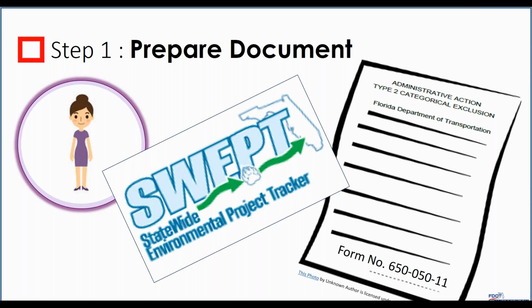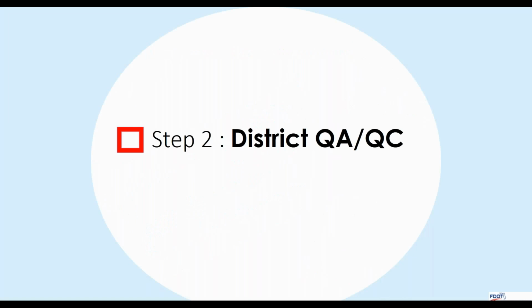So for the purposes of this presentation, we are going to continue with the Type 2 CE. Step 2 is the district QA/QC. So once the environmental document has been created and the project editors feel it's ready to be reviewed, the document will undergo a district QA/QC review.